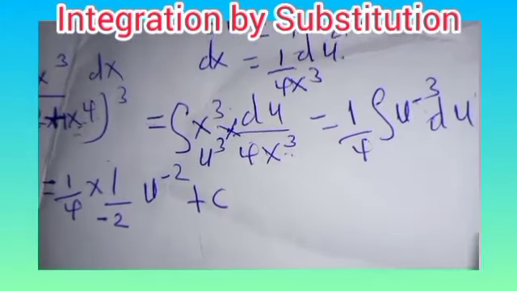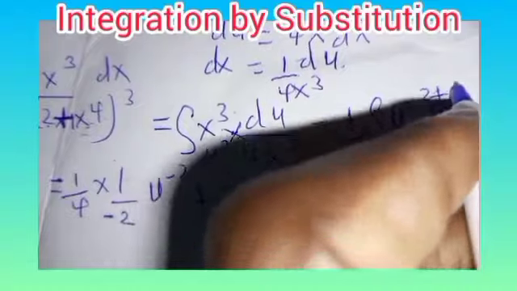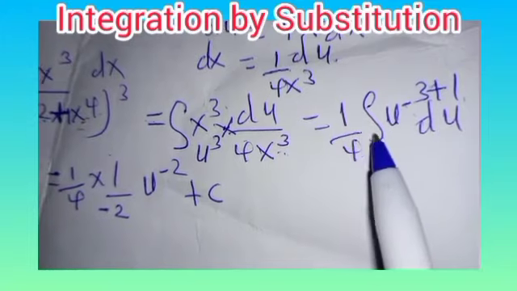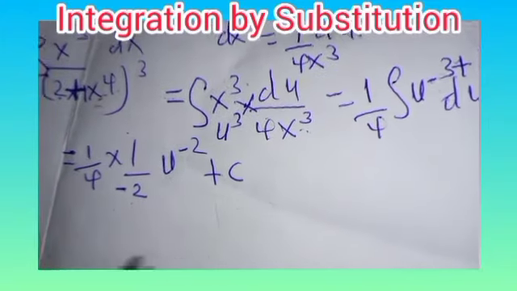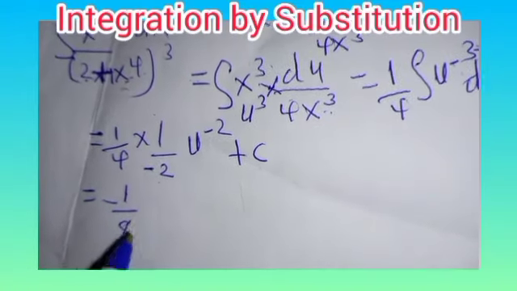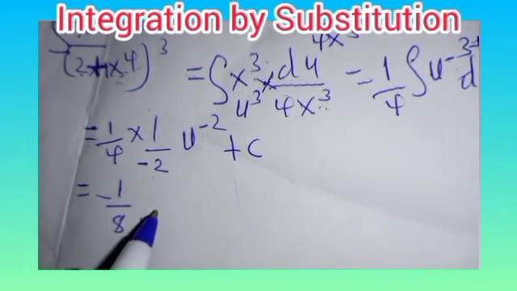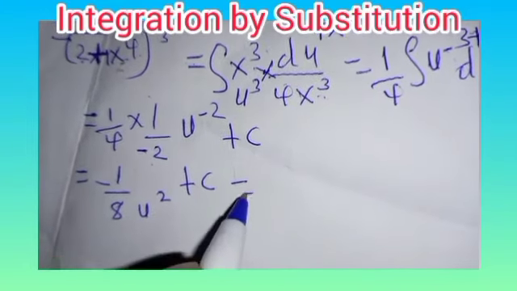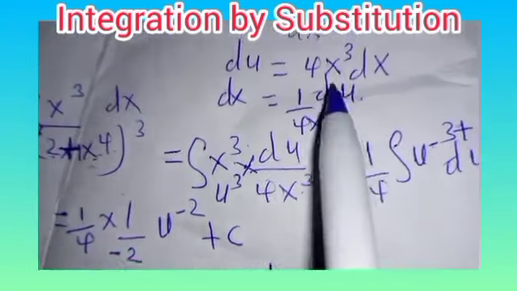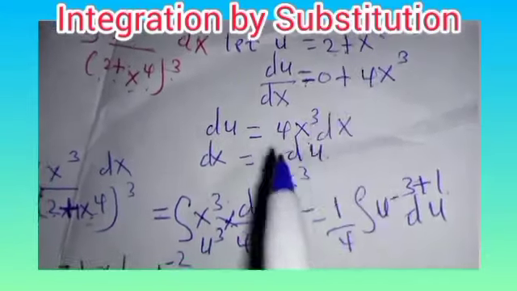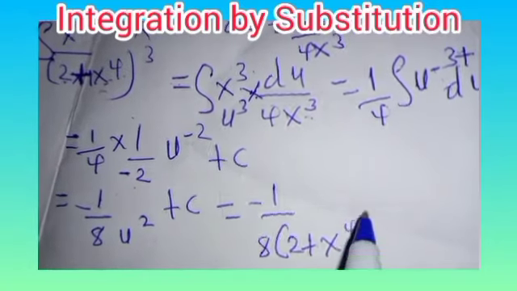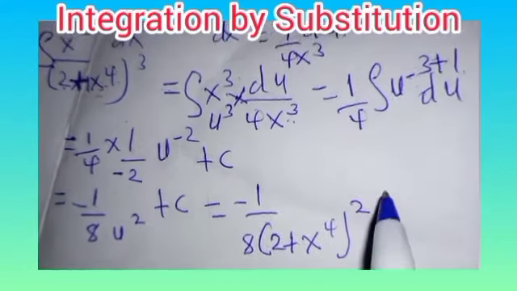When we integrate this, we are going to add 1 here. So negative 3 plus 1 is negative 2. Then we divide by that negative 2 here. So this is equal to negative 1 over 8 u squared plus c, which is equal to negative 1 over 8 into bracket. Our u was 2 plus x power 4. We square that plus constant c.